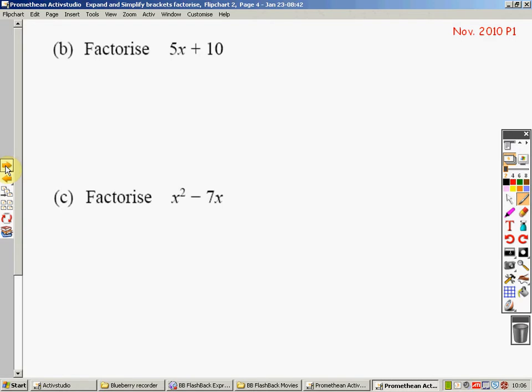Okay, here are 2 for you to try. Press pause. Okay, welcome back. Hopefully that wasn't too tricky.